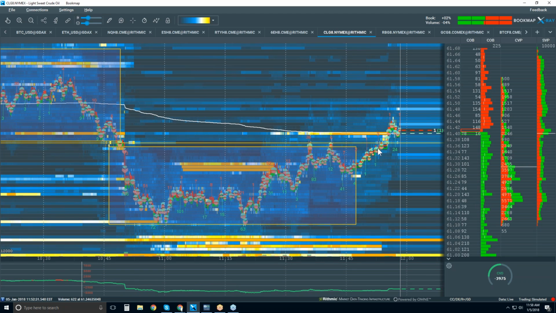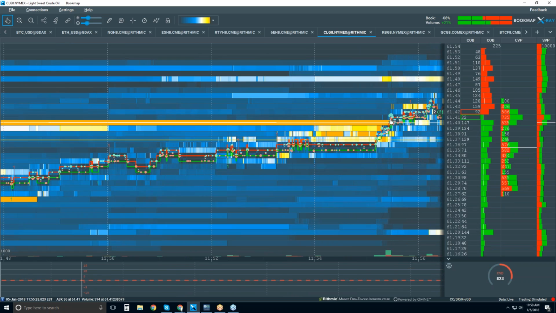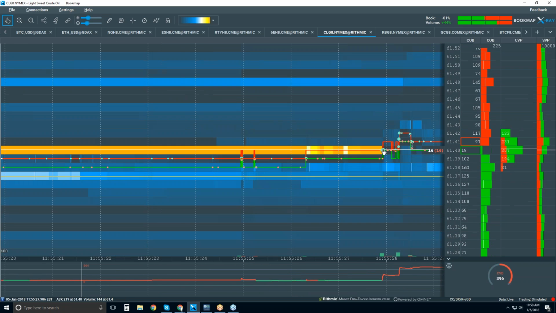Anyway, looks good. I mean, this is bullish. It's a nice, nice auction here. I'm curious if these guys, did they absorb or not? Yeah, they absorbed some.